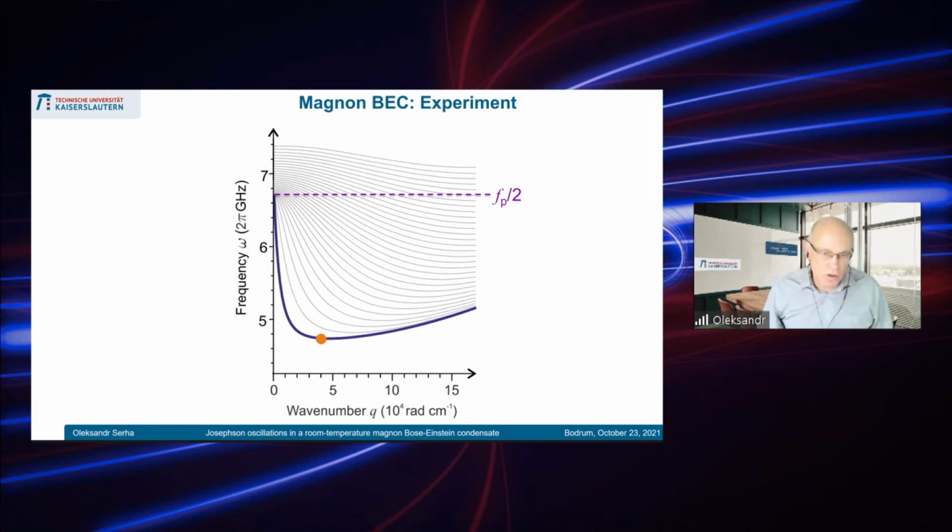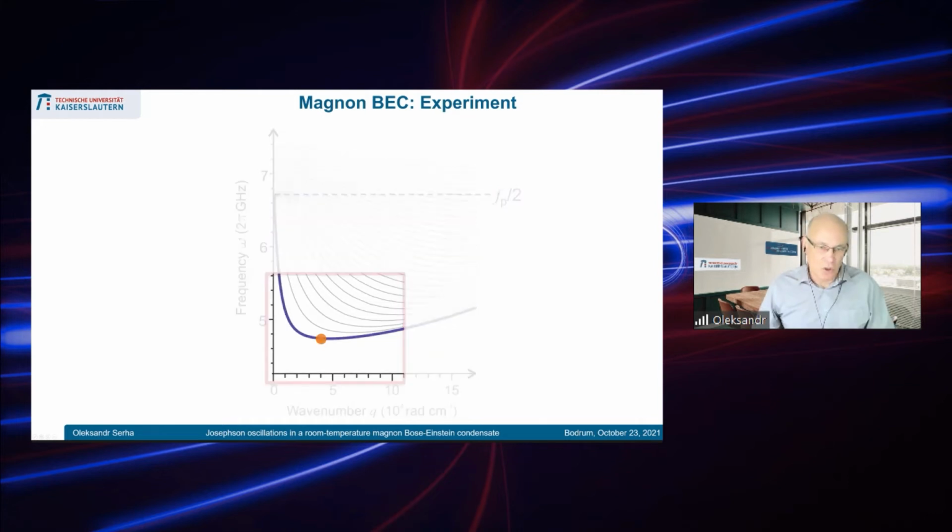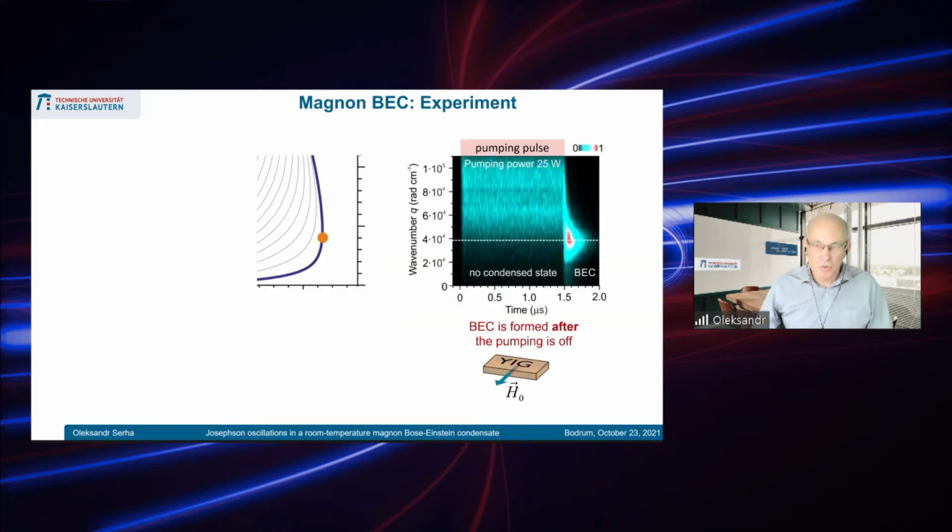So let's look at the first results of the experiment. If we have something like this, when we have our dispersion, this orange point indicates the position where the Bose-Einstein condensate of quasi-particles should be formed. Let's analyze only this part with wave number resolution. We apply a pumping pulse, indicated here in time, with the wave numbers here. And we pick up the signals only at the bottom frequency.